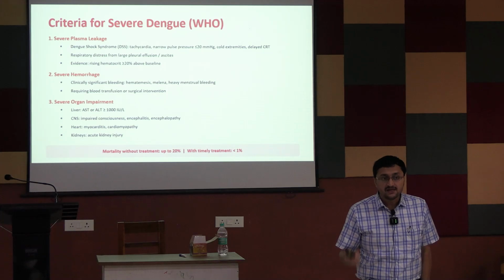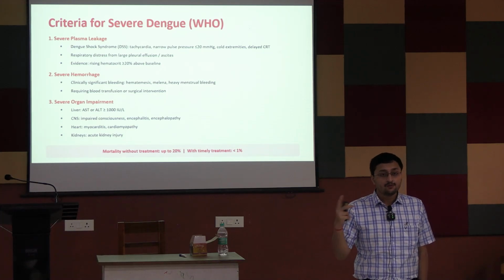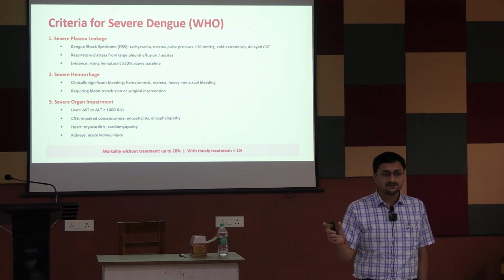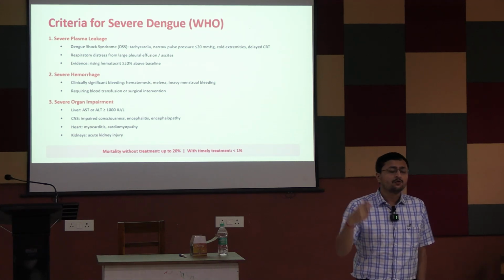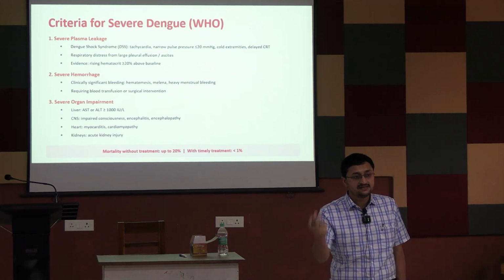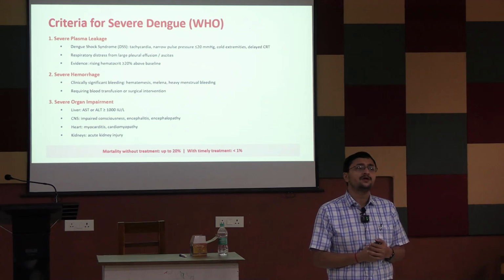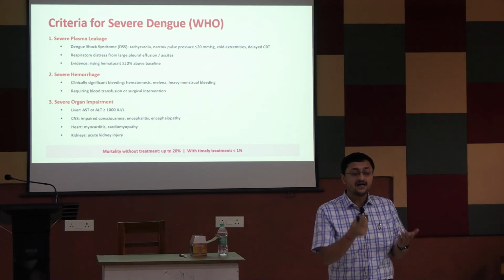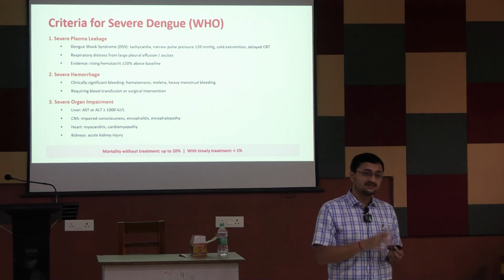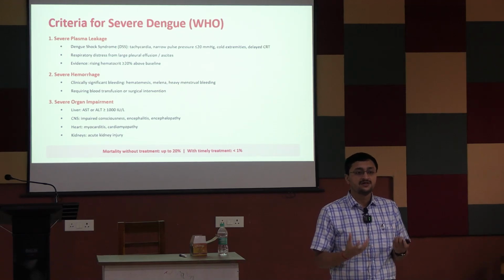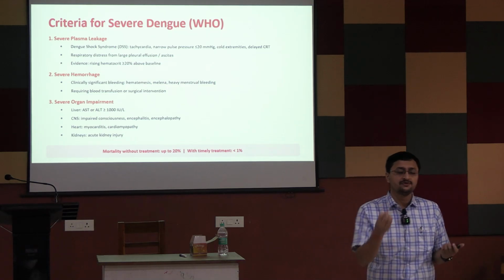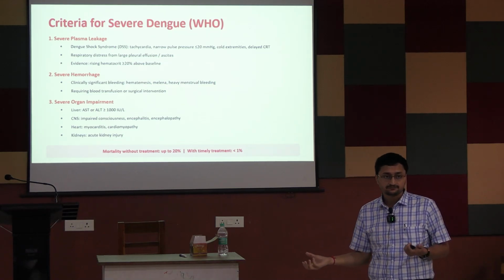And third one is rising of hematocrit more than 20%, or PCV, packed cell volume, more than 20% from the baseline. So why is this hematocrit rising, and why are we concerned more about hematocrit in case of dengue? Any idea? I have already mentioned in my previous class, in my pathogenesis class. So any idea why hematocrit is rising?